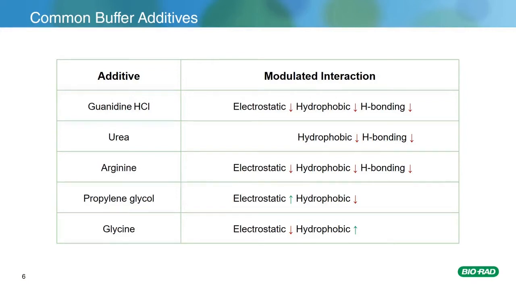Arginine has gentle impacts on electrostatic and hydrophobic interactions, as well as hydrogen bonding. It's often used for minimizing non-specific interactions. Propylene glycol makes electrostatic interactions stronger. Glycine is the opposite. It enhances hydrophobic interactions.